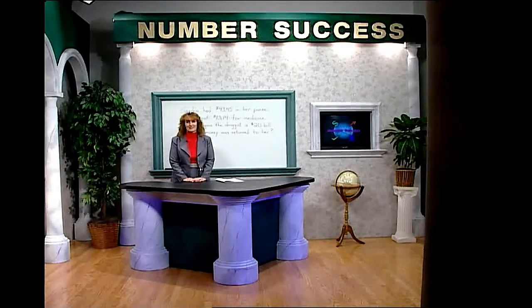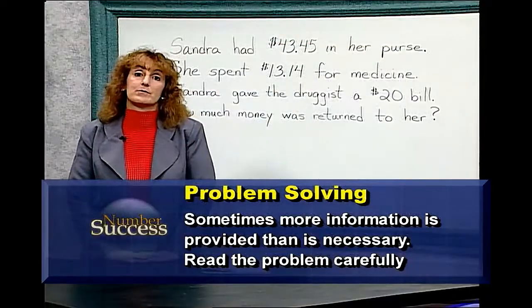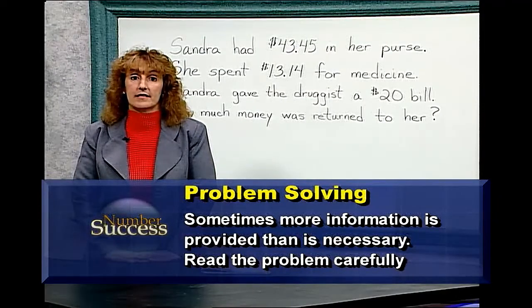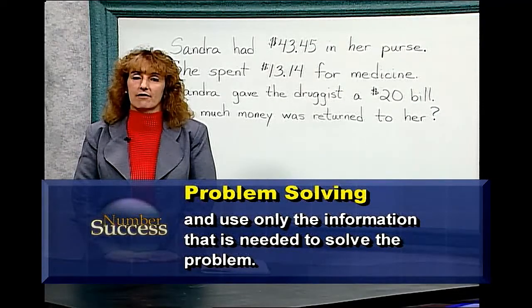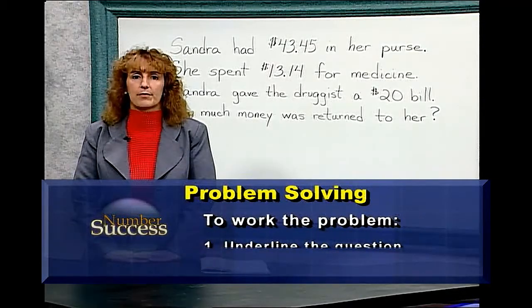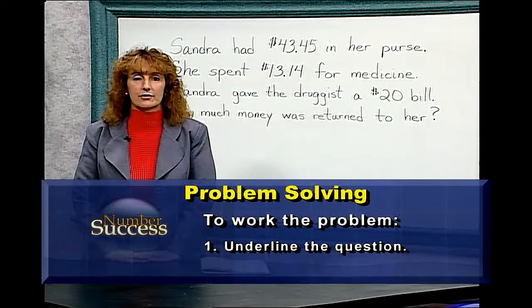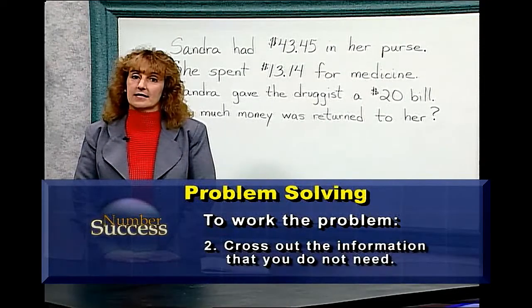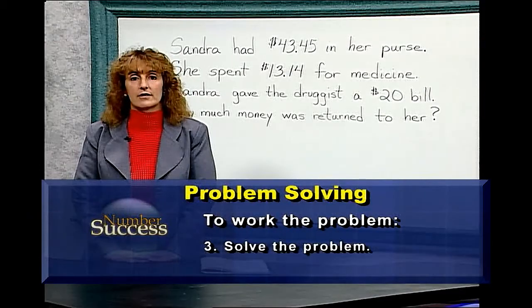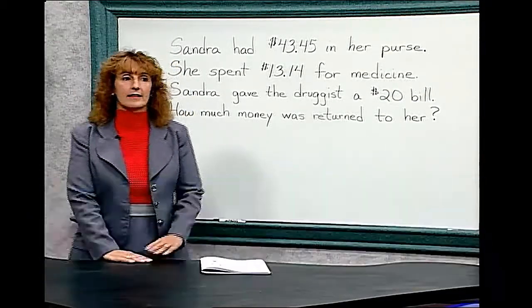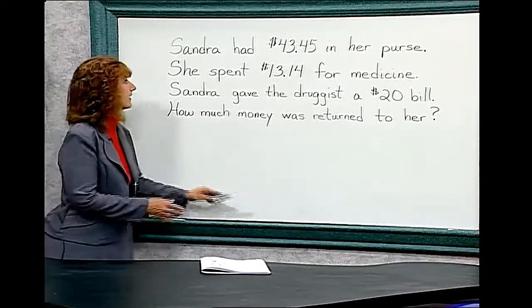Problem-solving, subtraction. Sometimes more information is provided than is necessary. Read the problem carefully and use only the information that is needed to solve the problem. To work the problem, first, underline the question. Second, cross out the information that you do not need. Third, solve the problem. Let's look at this example.